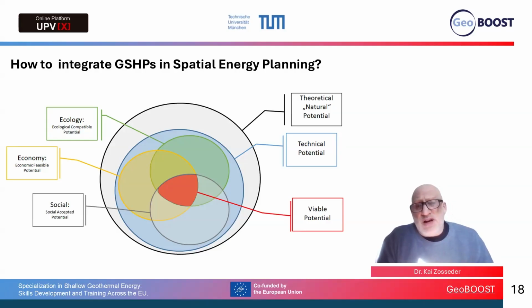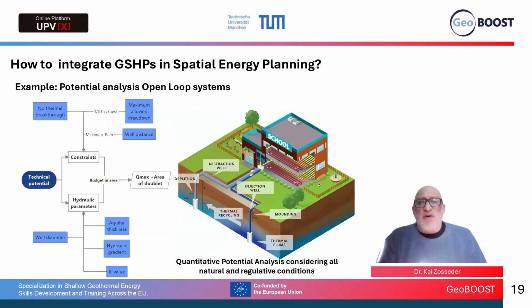So then what you really assess is a part of these technical and natural potential, and we call it viable potential, just to define that here. How we do it. For example, for open loop systems, I will just give you one example here. We have to integrate all conditions, frameworks, and limitations in the potential analysis because we want to assess a potential which is really viable. So what you can really then implement at the end.